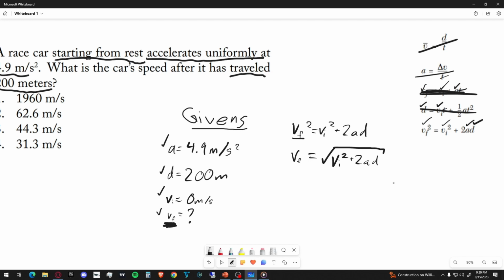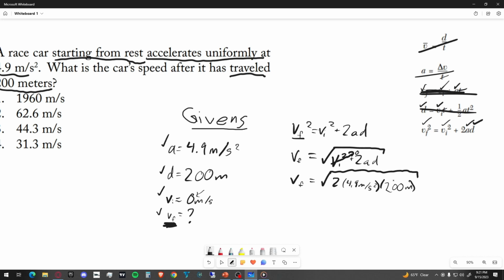Now we can go ahead, since final velocity is isolated, and just plug in everything that we know. Final velocity is equal to the square root of initial velocity squared. Since we know initial velocity is 0, this entire thing goes to 0. I can just omit it, pretend like it doesn't exist. Now I'm left with 2 times acceleration, 4.9 meters per second squared, times displacement, which is 200 meters. Take the square root of all that.